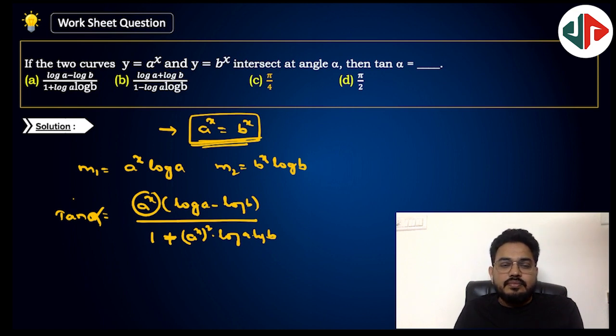So a power x, is there any chance of elimination? Because you look at here, (log a minus log b) by (1 plus log a log b) is there. Here (log a plus log b) by (1 minus log a log b) is there. Pi by 4 and pi by 2 cannot be possible. But here a power x is equal to b power x. What is the possibility? A power x is equal to b power x is equal to 1.